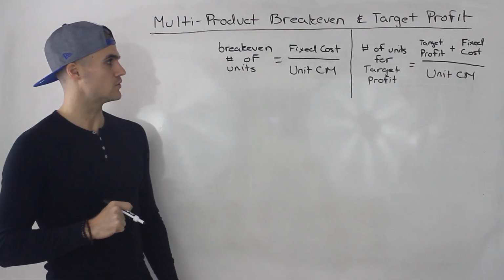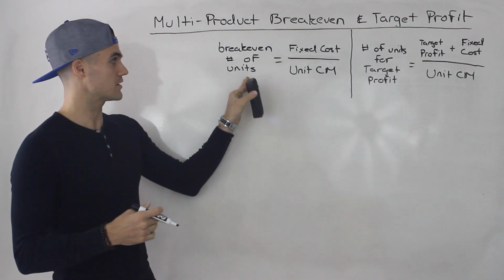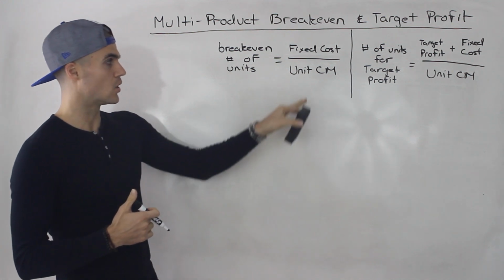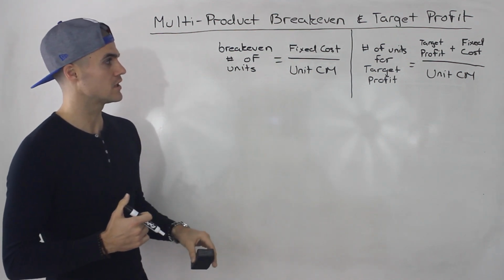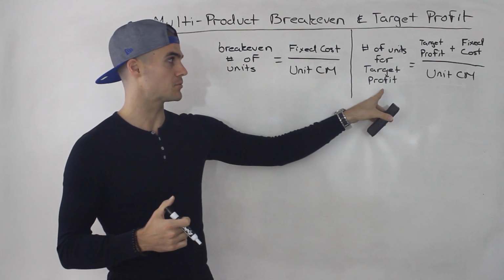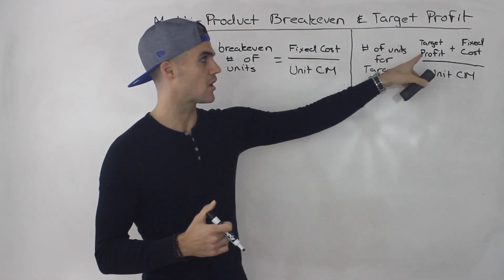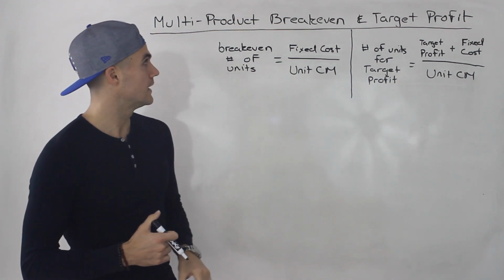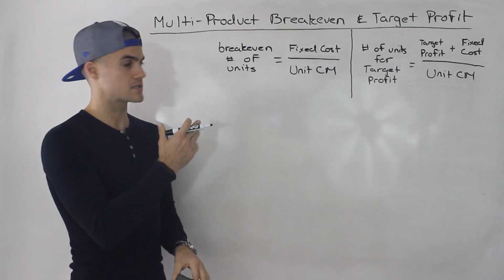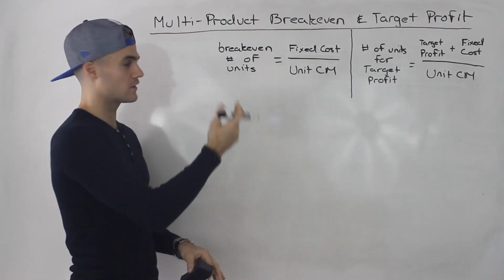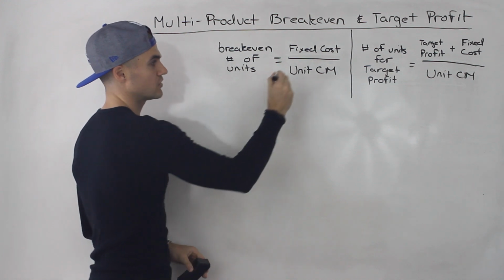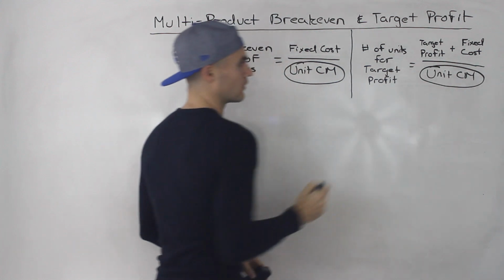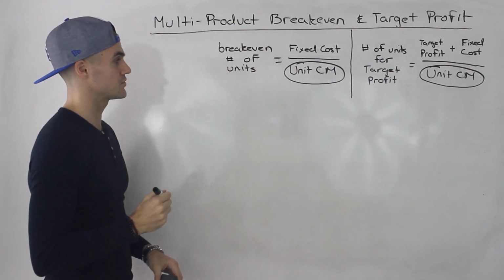So to do a quick little review, if you remember when we were dealing with single products, the break-even number of units was basically the total fixed cost or fixed expense over the unit contribution margin. And the number of units to hit a certain target profit was very similar. It was just target profit plus the fixed cost or fixed expense over the unit contribution margin. Now, when we're dealing with multiple products, we're basically going to be using the same formulas, a very similar process. It's just there's going to be a preliminary step in solving for this unit contribution margin.